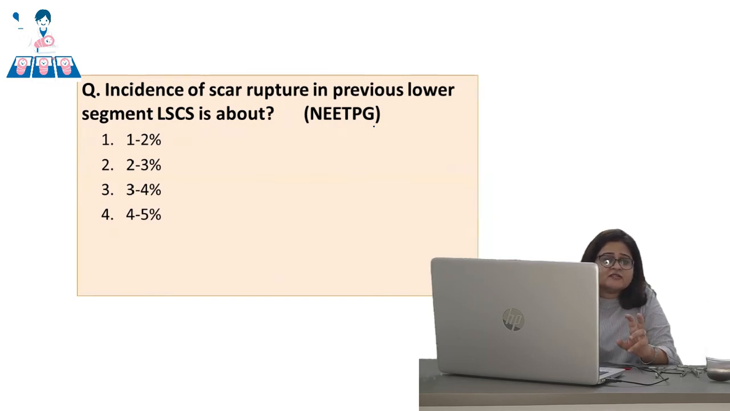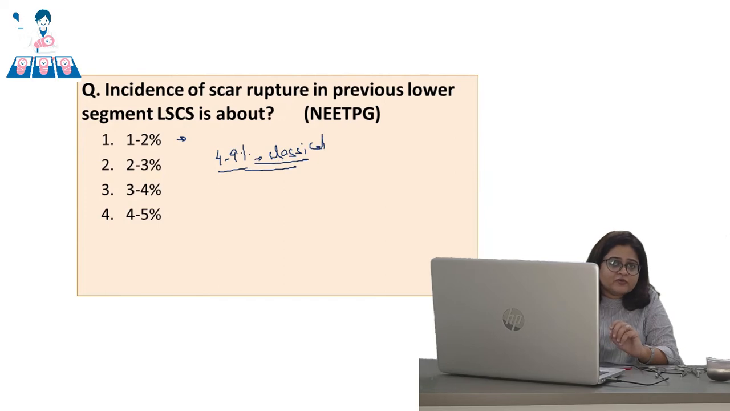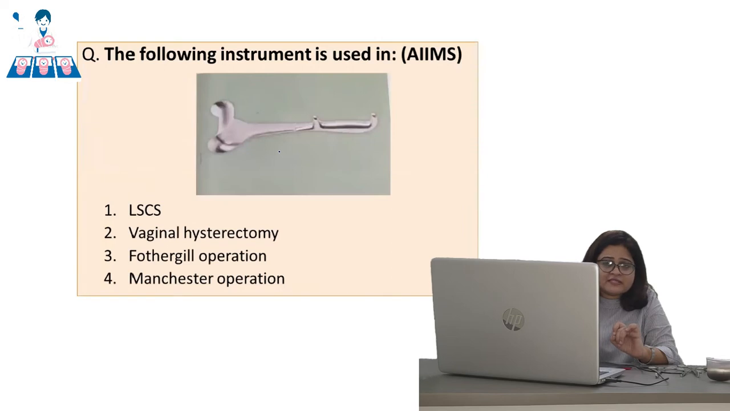So let's discuss a few questions that have come in the previous exam. The first is, what is the incidence of scar rupture in a previous lower segment cesarean section? Remember we discussed this, it is 1 to 2%. 4 to 9% is the incidence of scar rupture in a previous classical cesarean, and that is why we want to avoid doing classical cesareans, because in a high percentage of women they can end up in uterine rupture. And this came in NEETPG 2016.